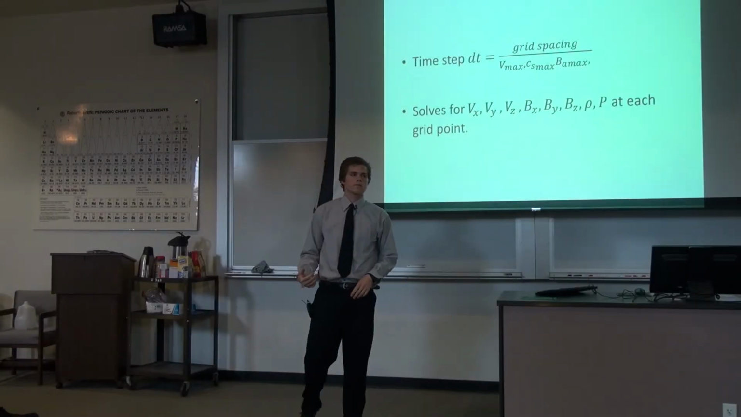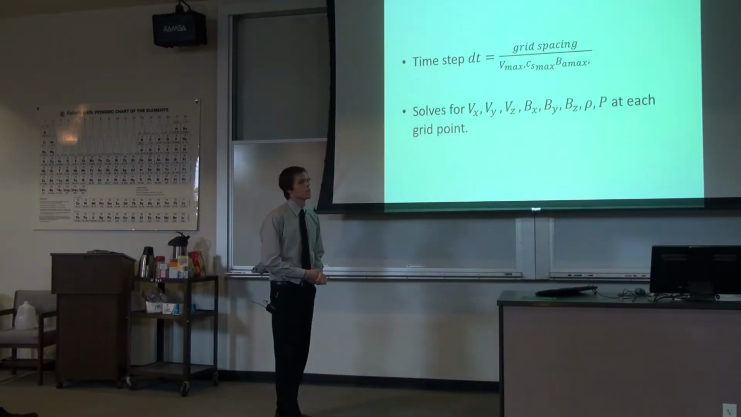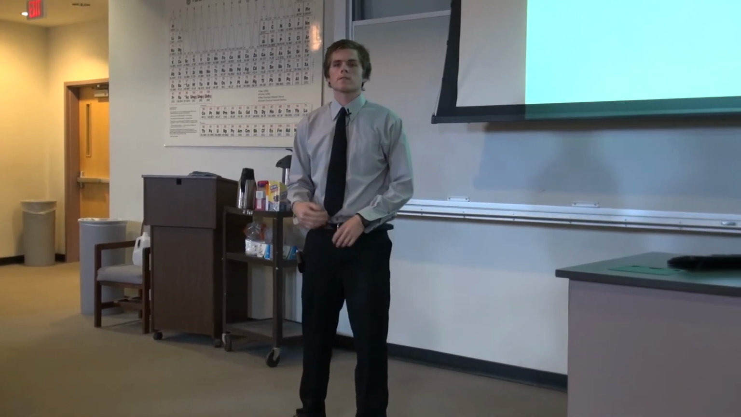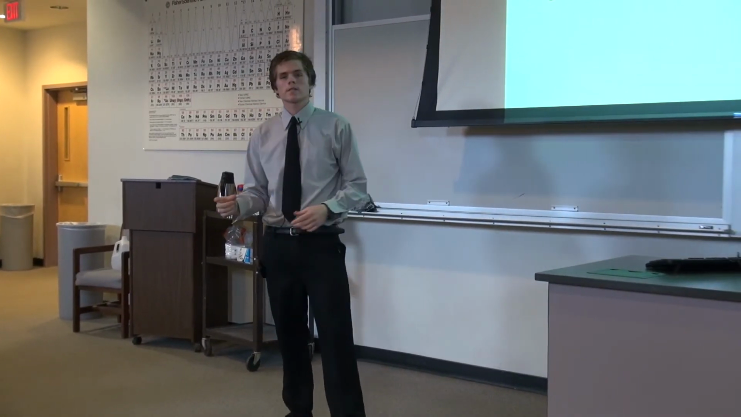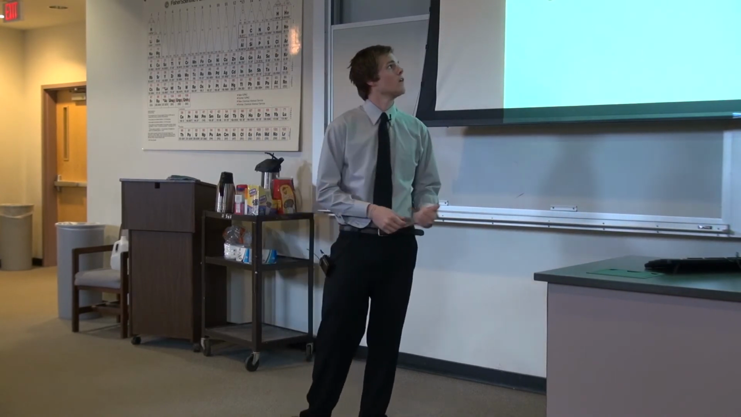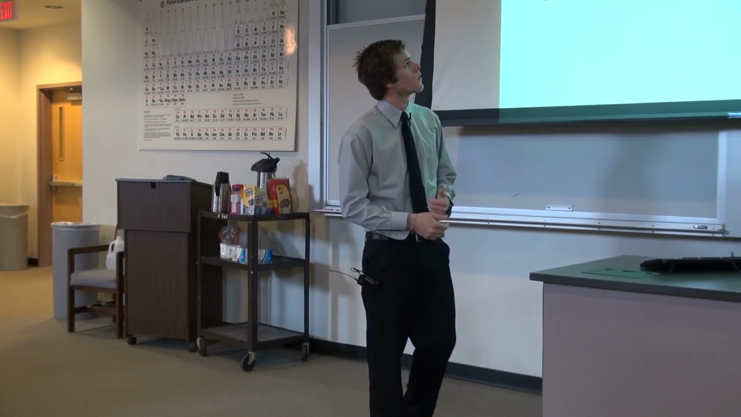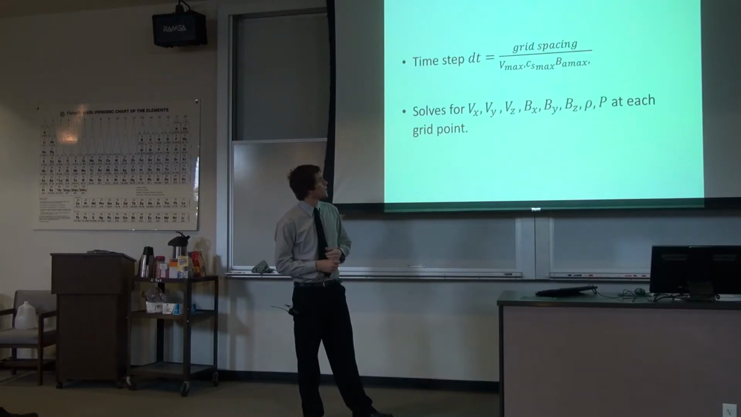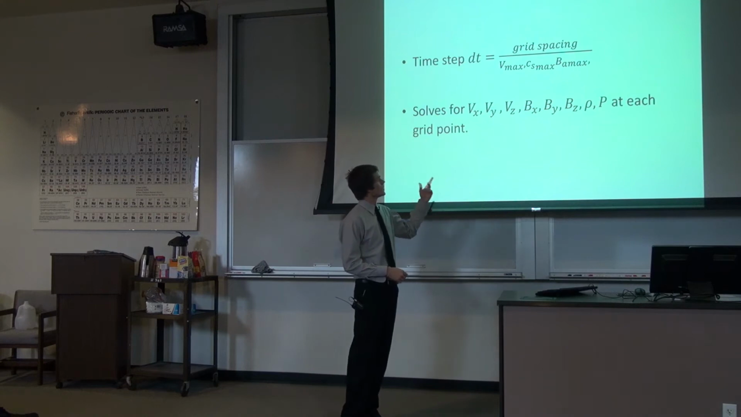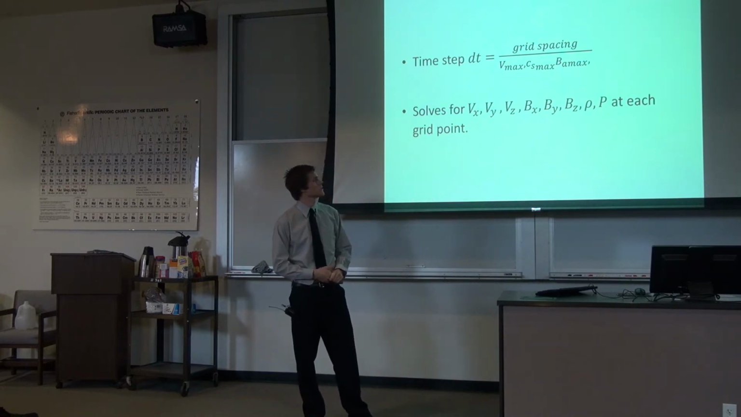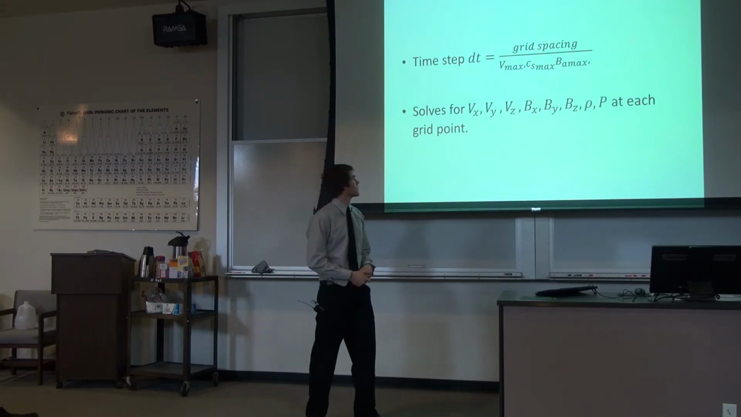The code determines an appropriate time step for each iteration. The time step it determines just takes the grid spacing between 2 grid points and divides that by the maximum velocity, or the maximum sound speed, or the maximum Alfvén velocity. And at each grid point it solves for these variables: the velocity in 3 dimensions, the magnetic field in 3 dimensions, density, and pressure.